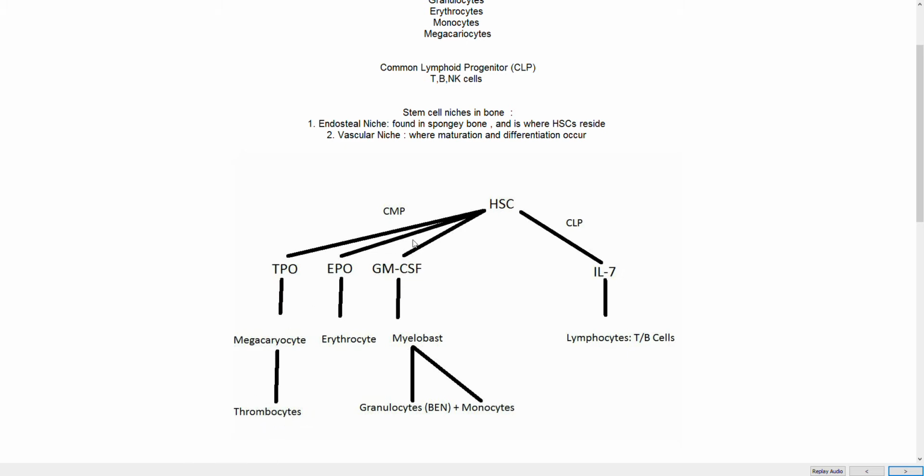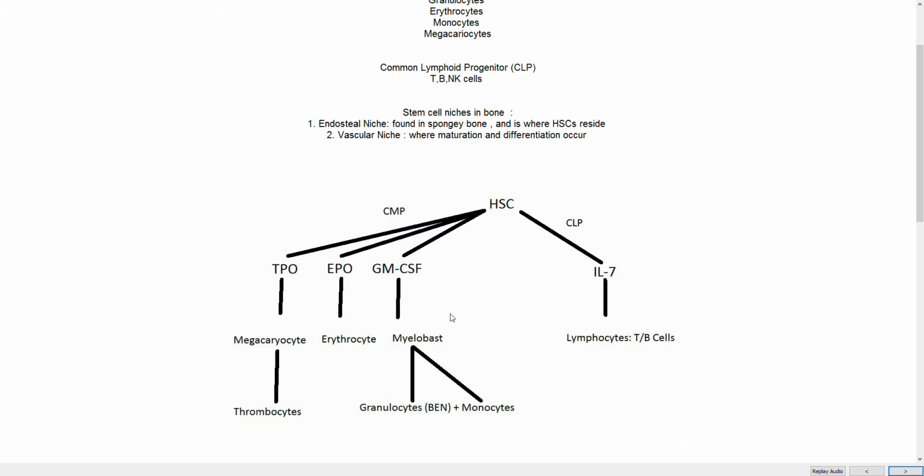Or if this common myeloid progenitor gets acted on by erythropoietin, a hormone that we're all very familiar with, erythropoietin is produced by the kidneys and causes red blood cell development. So erythrocytes get produced when erythropoietin acts on a common myeloid progenitor.